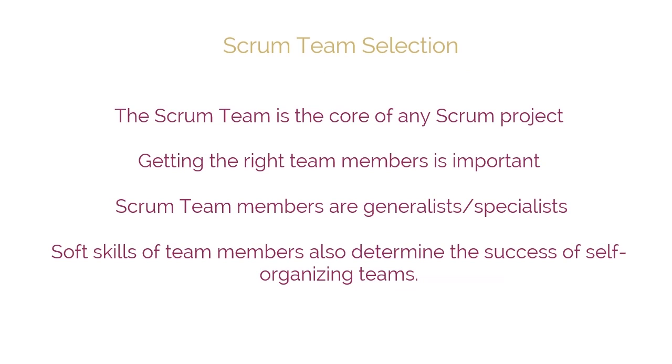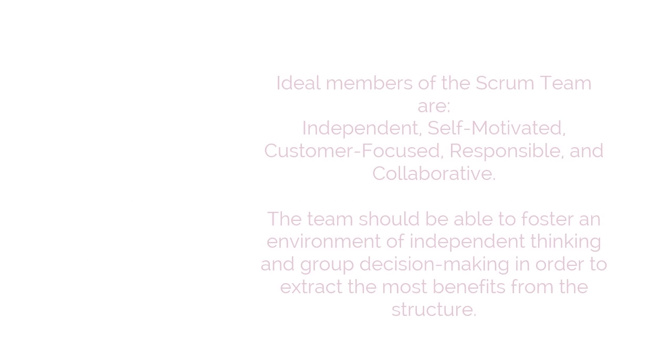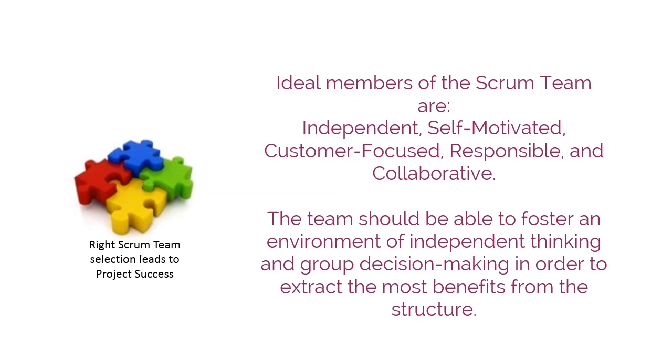Scrum Team Selection. The Scrum team is the core of any Scrum project, and getting the right team members is important for successful delivery of Scrum projects. Scrum team members are generalists and specialists in that they have knowledge of various fields and are experts in at least one. Beyond their subject matter expertise, it is the soft skills of team members that determine the success of self-organizing teams. Ideal members of the Scrum team are independent, self-motivated, customer-focused, responsible, and collaborative.